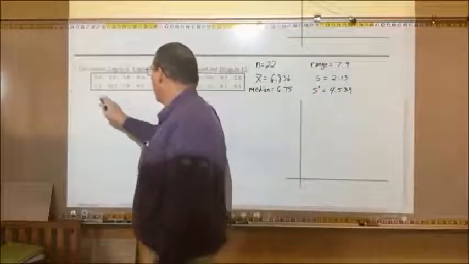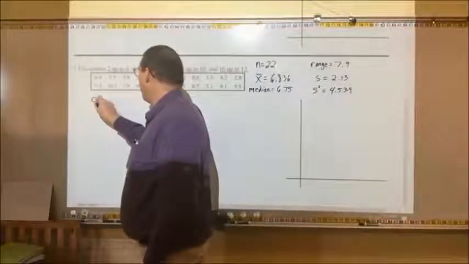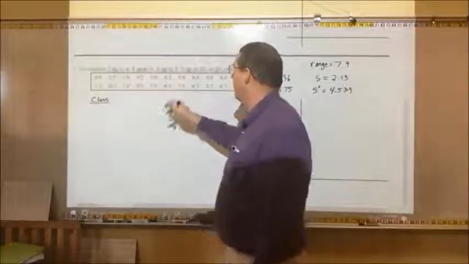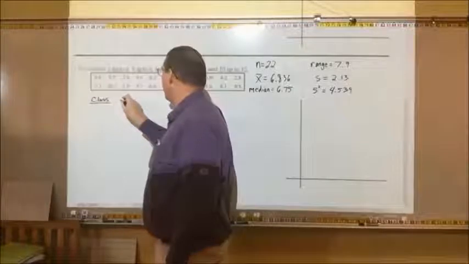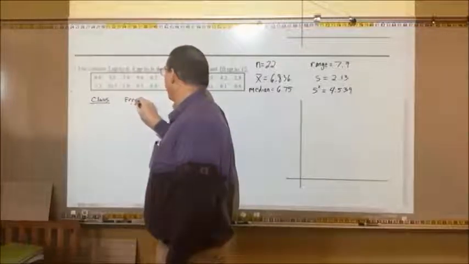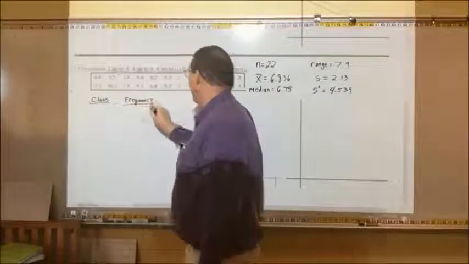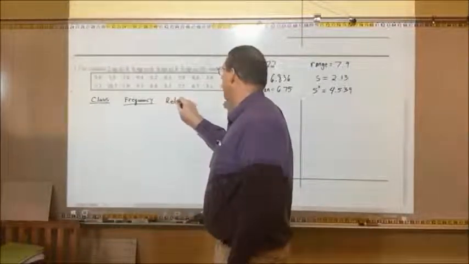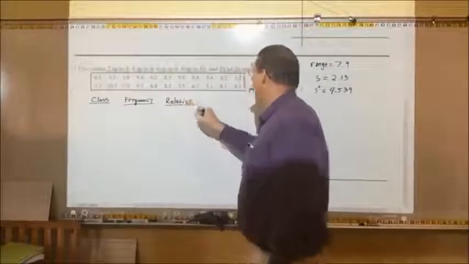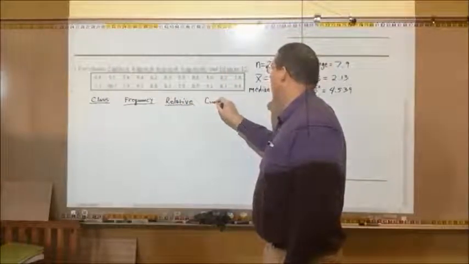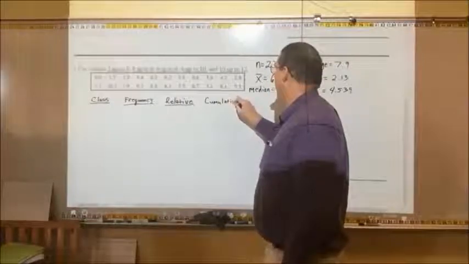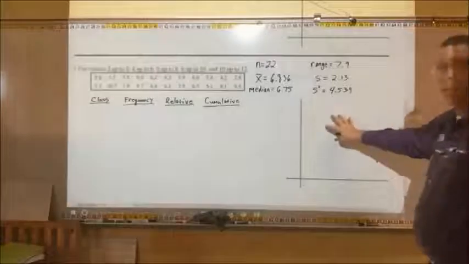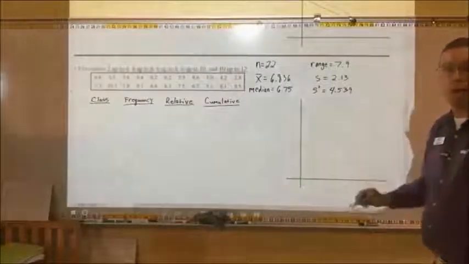And so remember, to make the table, we have to have our class. We're going to have 5 classes here, and they're given right here. Then we're going to have the frequency, then our relative frequency, and then our cumulative. So this is our table. Then over here, this is where we're going to draw the histogram.